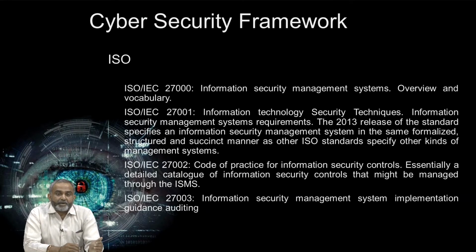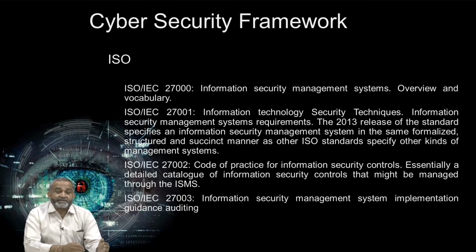After that, ISO 27002, Code of Practice for Information Security Controls, essentially a detailed catalog of information security controls that might be managed through the ISMS. So, which kind of practice should be followed in the code for information security is mentioned or covered in ISO 27002. The next standard is ISO 27003.